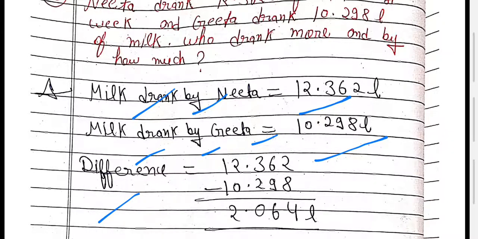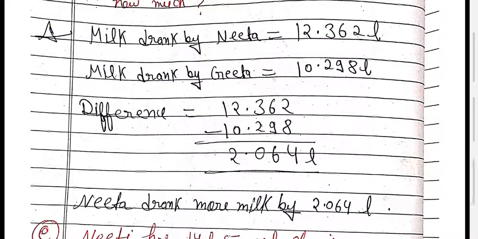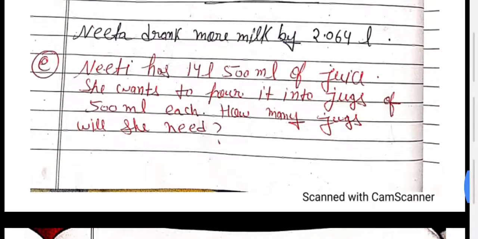Then what is the difference? Just subtract this minus this. When you subtract, what will you get? 2.064 liter. All of you know how to subtract. So who drank more milk? Nita. By how much? By 2.064 liter. You have to find the difference, and you will get your answer. Now the last question of this exercise.